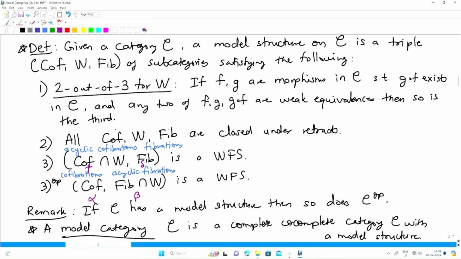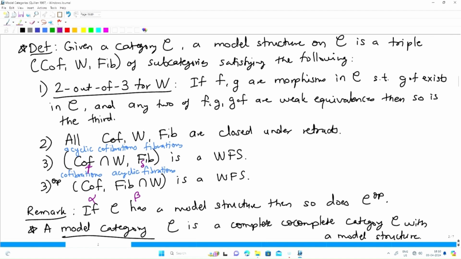Any questions so far? So the model category need not be pointed. No, I haven't assumed anything related to pointedness or any enrichment. It's a plain bicomplete category with a model structure. So you can say that the Waldhausen category actually sits inside this. Because it's... well, let's not go there.